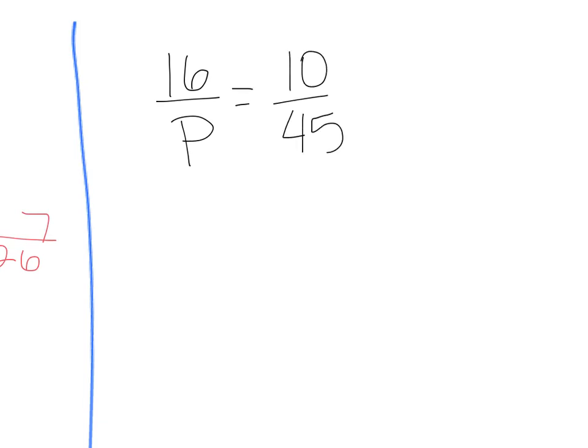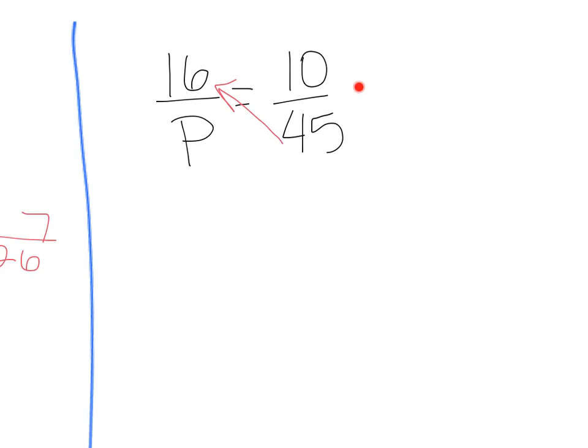Now, if you try to go from one side to the next, you're not going to find an easy way to get from 16 to 10. So we're going to have to use the cross products method. Now I'll tell you guys one way that's going to make your life a little bit easier. We're going to have to multiply 45 times 16. It would be kind of nice if I didn't have to do that, right? Or if I could at least make it a little easier.